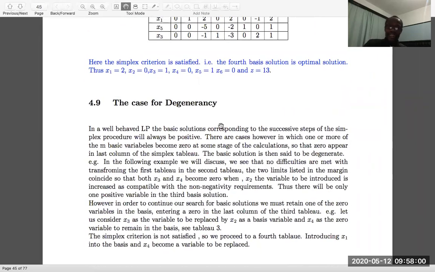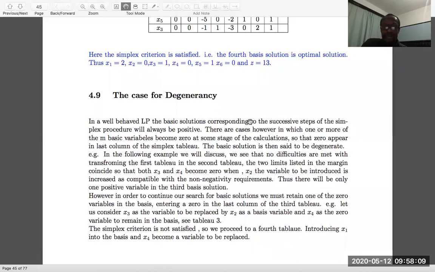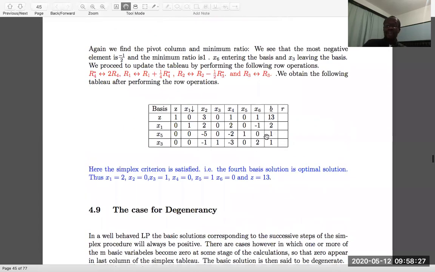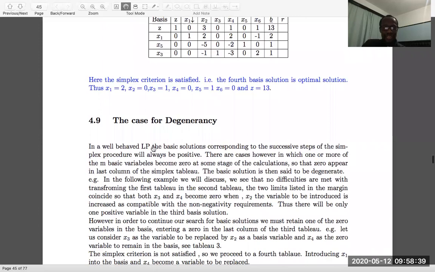Then the case for degeneracy. In a well-behaved linear programming problem, the basic solution corresponding to the successive steps of the simplex procedure will always be positive. There are cases, however, in which one of the m basis variables becomes 0 at some stage of the calculation, so that a 0 appears in the last column of the simplex tableau. Remember, I was talking about what happens when the ratios become negative. Now, what happens when these b's become zeros? That's what degeneracy is about. So in the following example, we will discuss it.